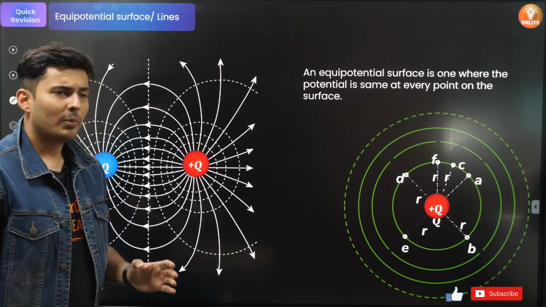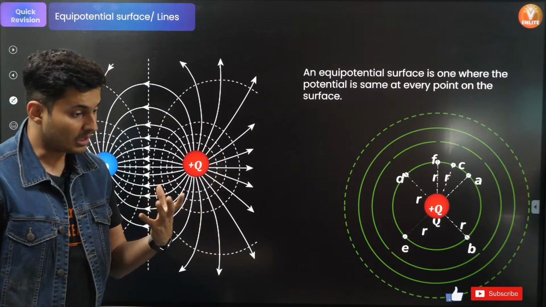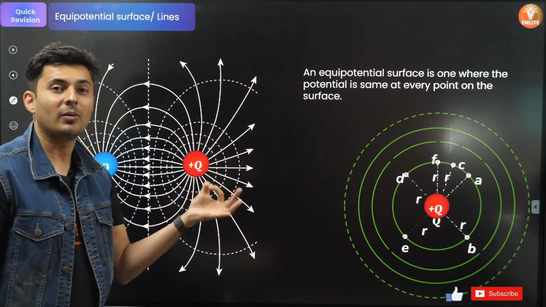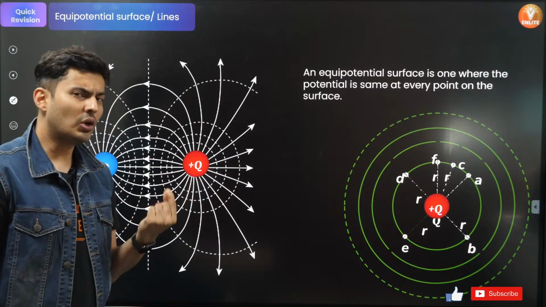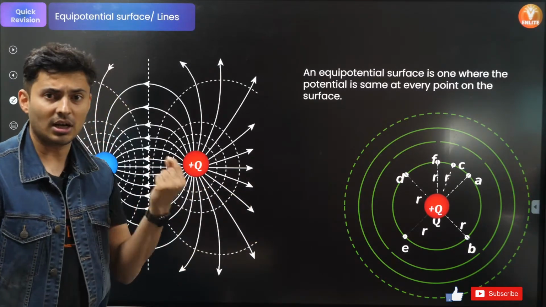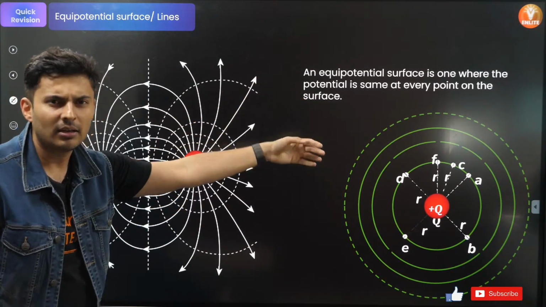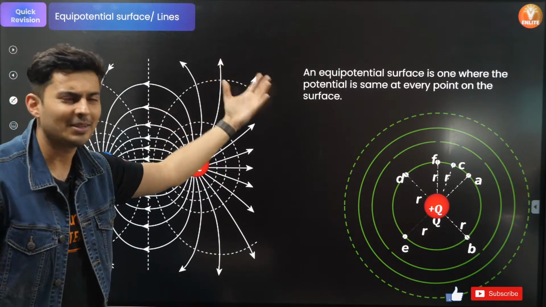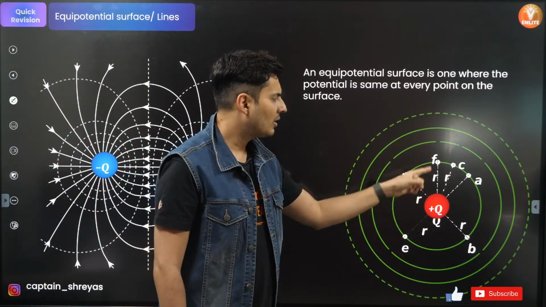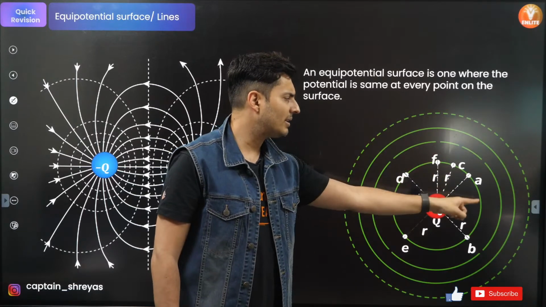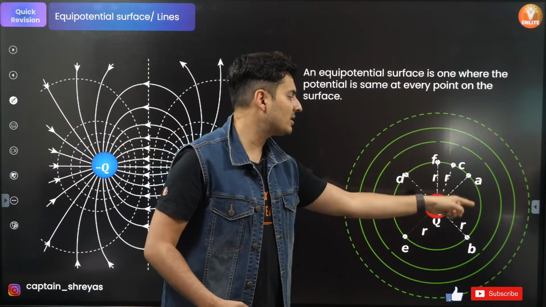Okay. Now, we know that electric charges create fields. So electric charges will also create potentials around them. And there will be certain points which have the same potential. So if I join all the points around a charge which have the same potential, I will call it an equipotential line, or if it is a surface, I'll call it an equipotential surface. For example, if I take this charge, if I go here or here or here, all these points have the same distance from this charge. So hence, their potentials will be the same.